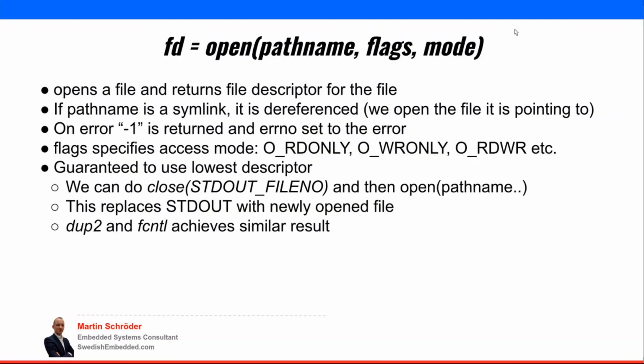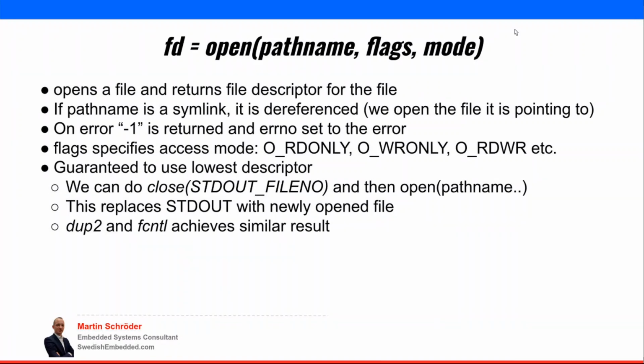So we're going to start with opening a file, and for this we use a system call called open, and this call opens a file and it returns a file descriptor, which we can then use to read and write to the file and interact with the file.